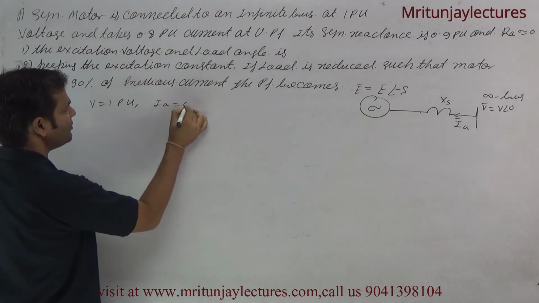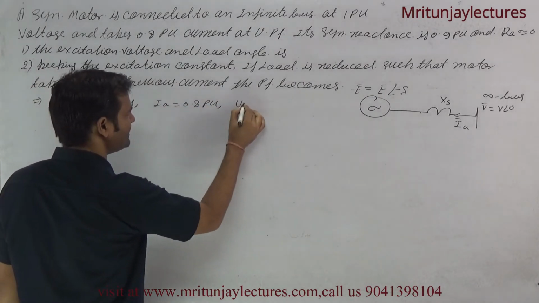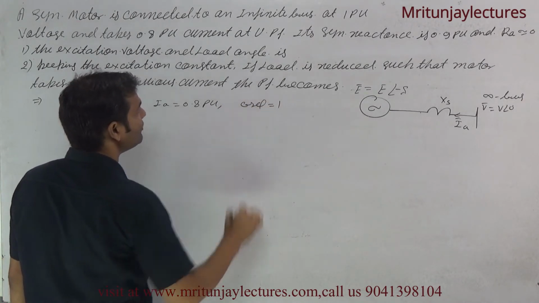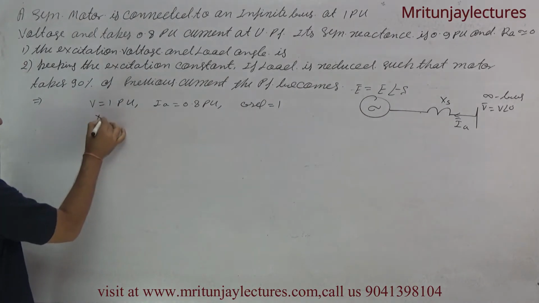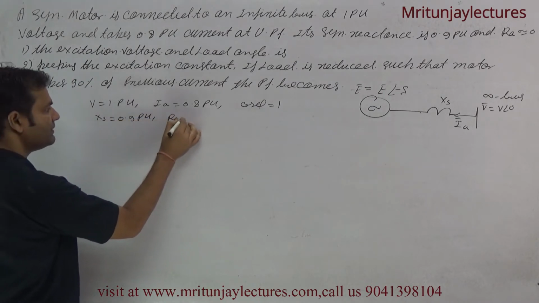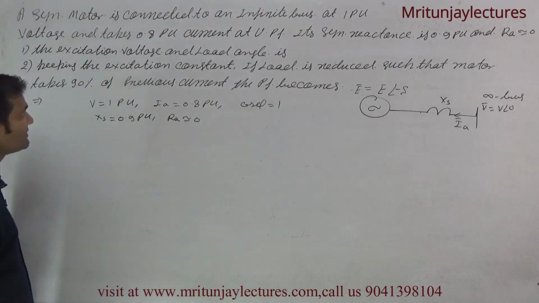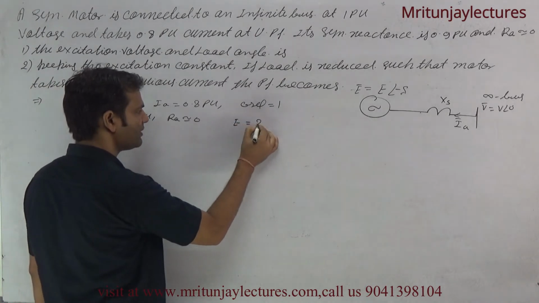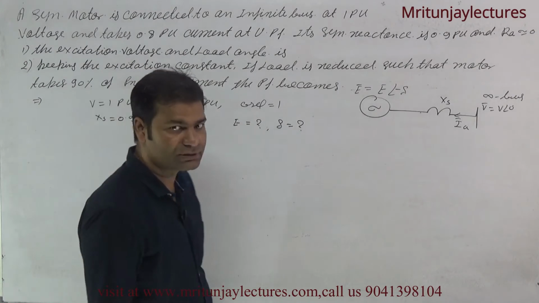The armature current is 0.8 pu at unity power factor, which means cos phi is equal to 1. The synchronous reactance is given, and Ra is equal to 0. First of all, determine the excitation voltage E and the load angle delta. We are focused on these two.